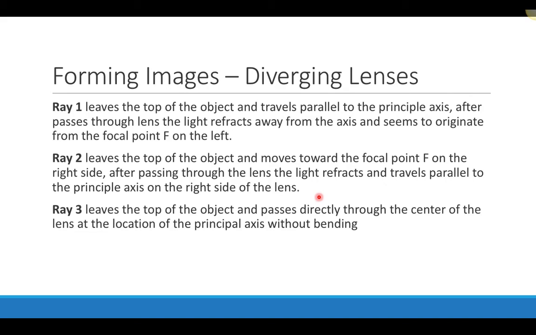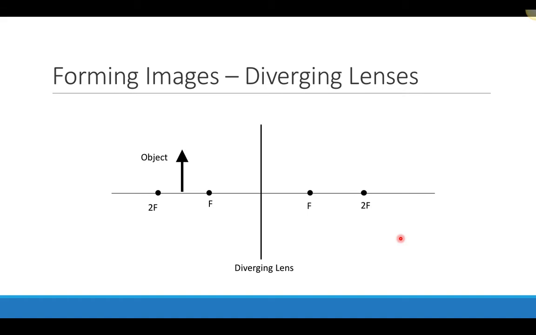Ray 2 leaves the top of the object, moves towards the focal point on the right side of the lens, but after passing through the lens, it actually travels parallel. And then the third one, just like converging lenses, passes directly through the center. So let's look at an example of this.